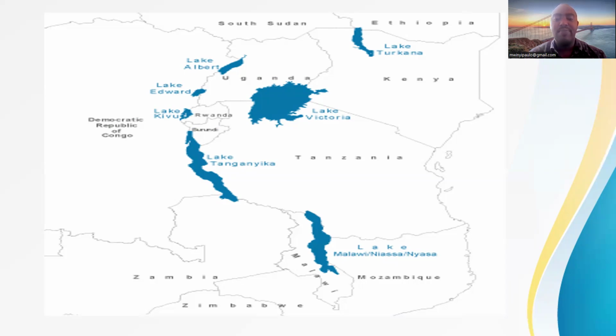The local name for Lake Malawi is Lake Nyasa. Then on the border of Uganda, Kenya, and Tanzania with Lake Victoria. Then in Kenya with Lake Turkana. Now, I've just highlighted a few of the lakes that we have in Eastern Africa, but I've not said that this list is exhaustive. There are other lakes that are found in Eastern Africa.